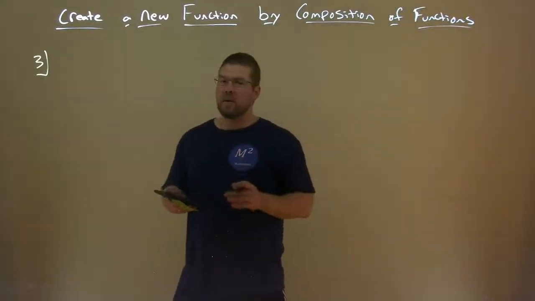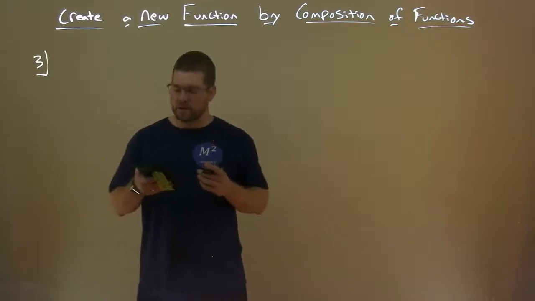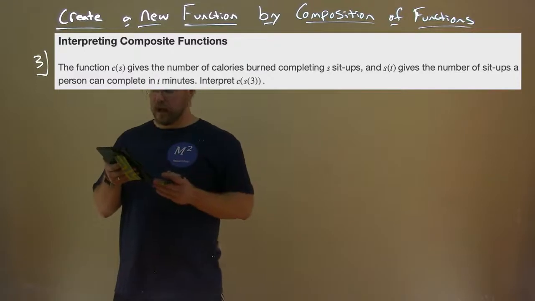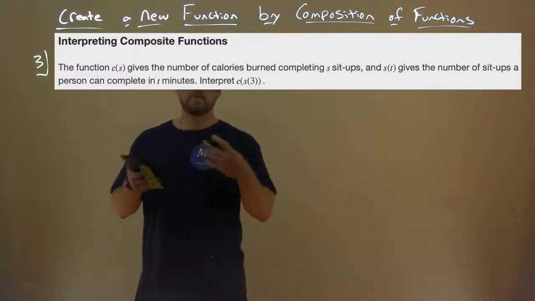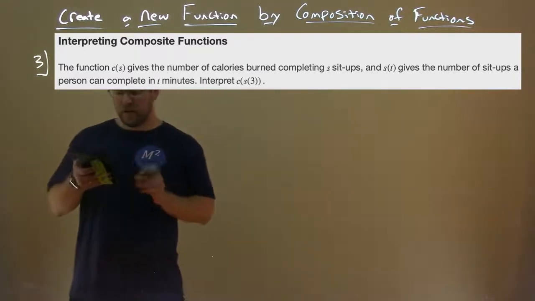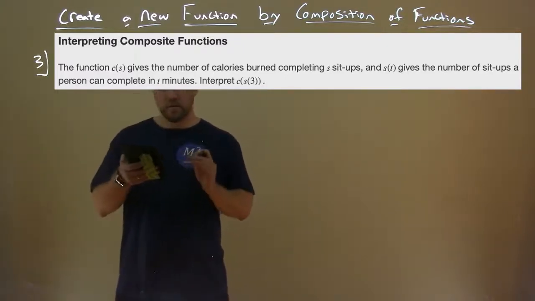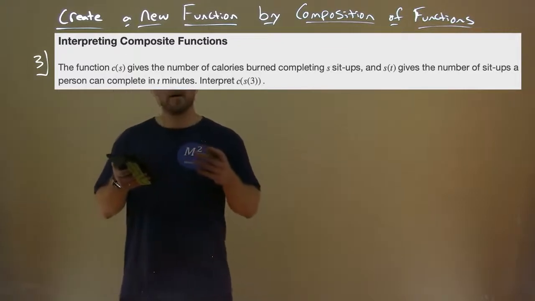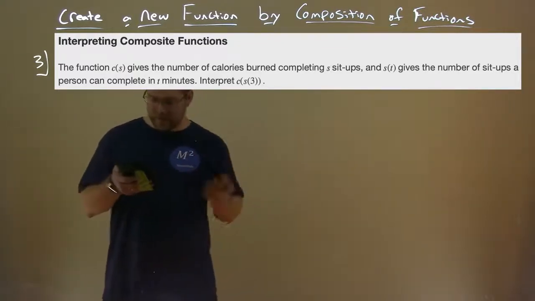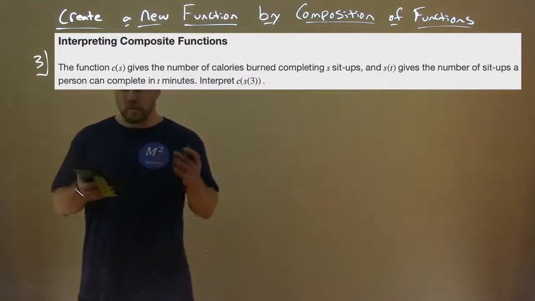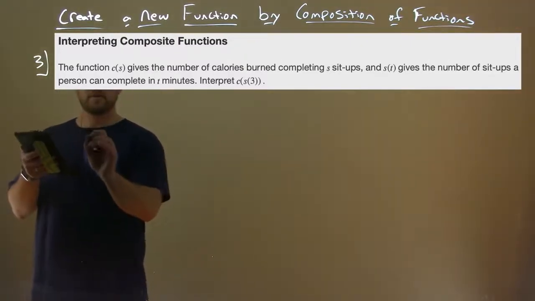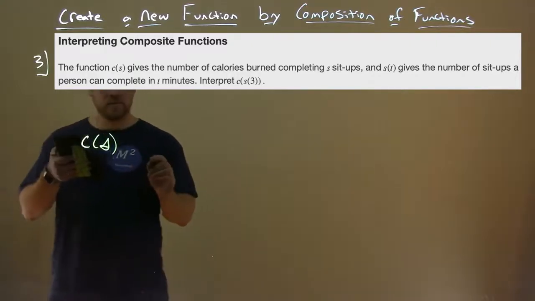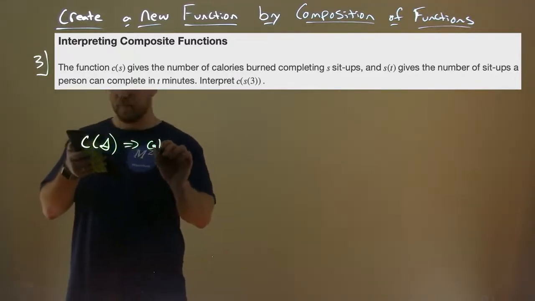Okay, so now we want to interpret composite functions. So we're given this. The function C of s gives the number of calories burned completing s sit-ups. And s of t gives the number of sit-ups a person can complete in t minutes. Interpret what C of s of 3 is. Okay, so a few things they tell us, right? So we have our function C of s. Alright, C of s is calories burned. So quick note, calories burned.